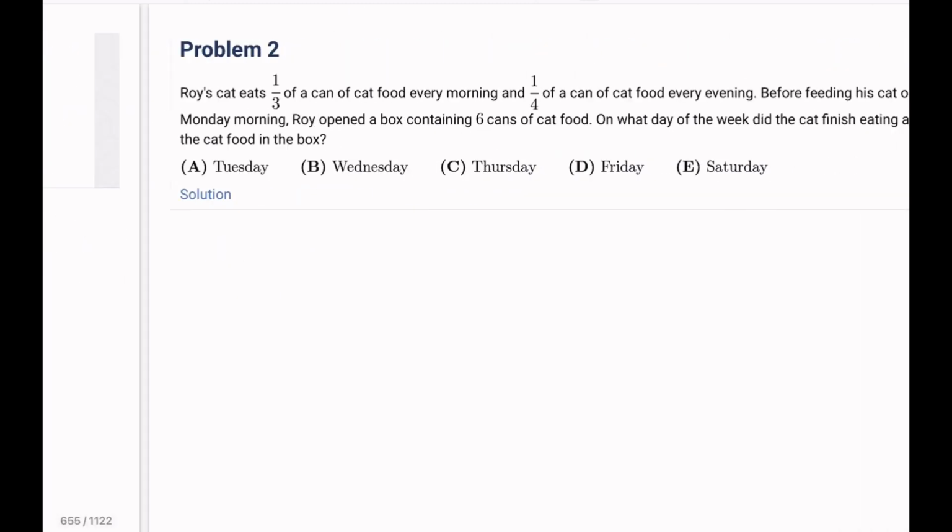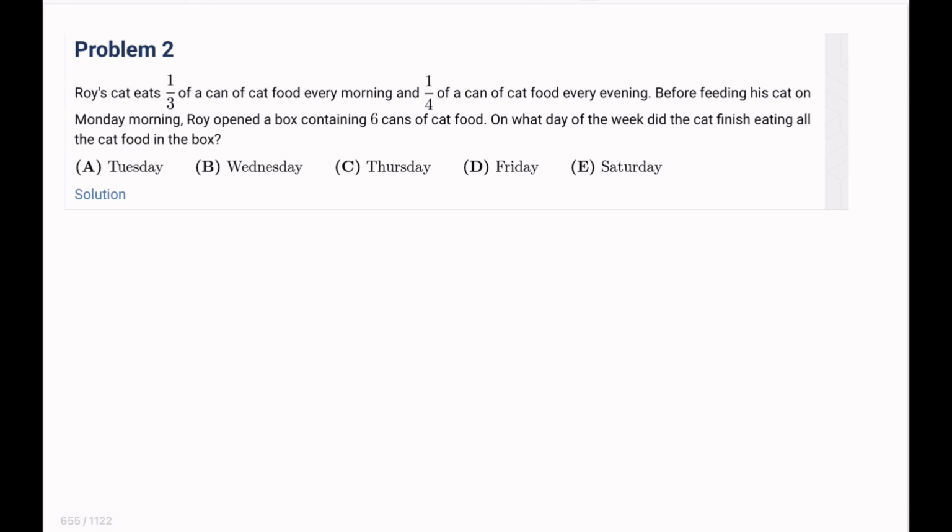For the next problem, Roy's cat eats 1/3 of a can of cat food every morning and 1/4 of a can of cat food every evening. Before feeding his cat on Monday morning, Roy opened a box containing 6 cans of cat food. On what day of the week did the cat finish eating all the cat food in the box?